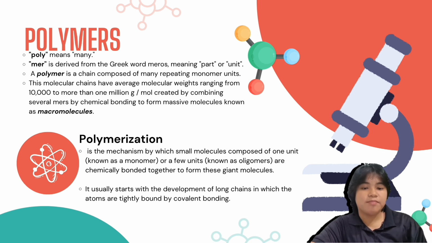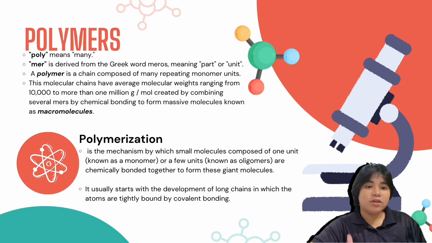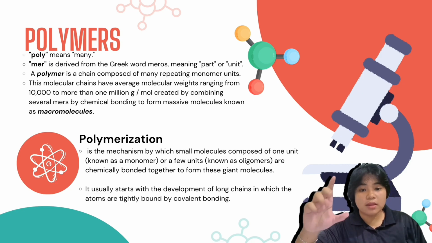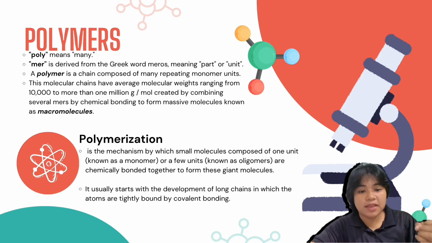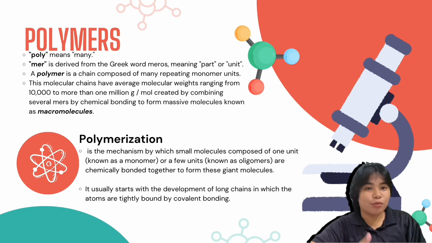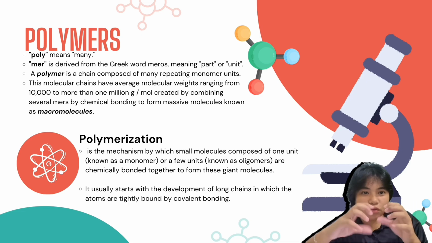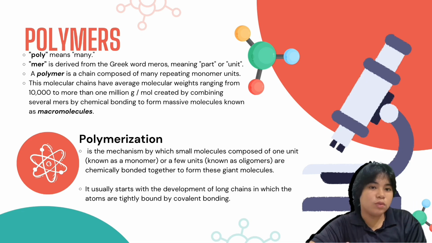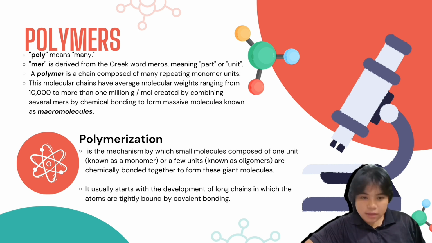Then, it is said that molecular chains have average molecular weights ranging from 10,000 to more than 1 million grams per mole, created by combining several mers by chemical bonding to form massive molecules known as macromolecules. So yung madaming polymers ngayon, yun yung bumubuo sa isang malaking molecule, which is we call macromolecules.